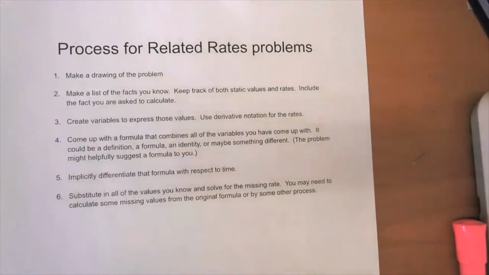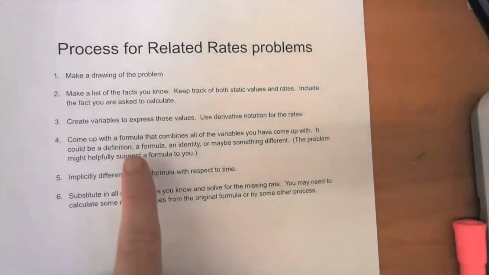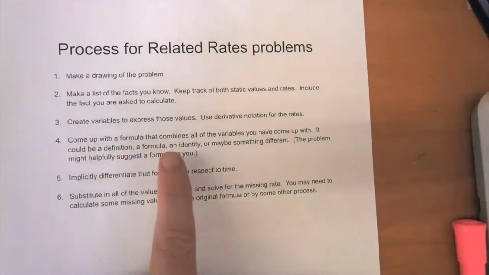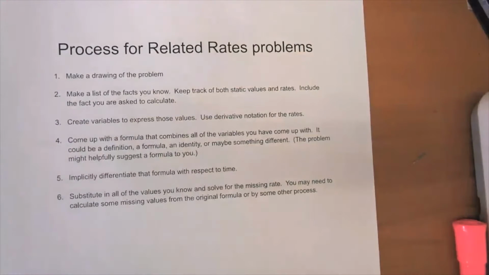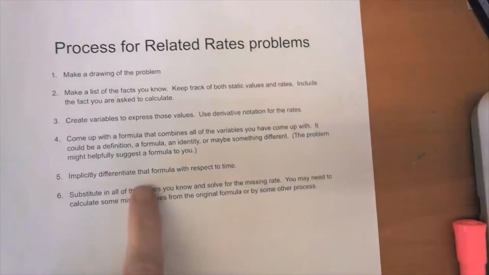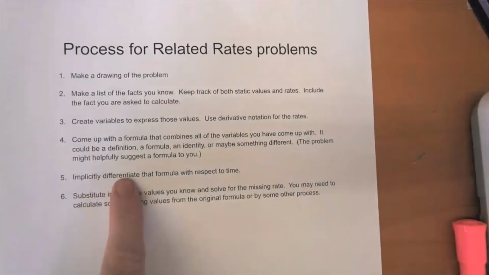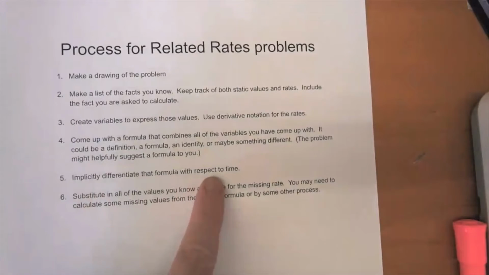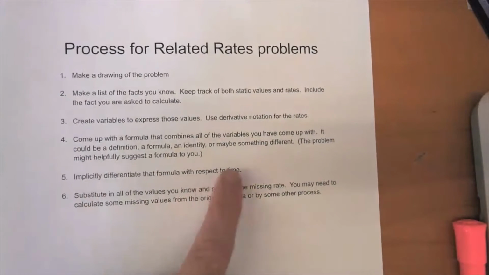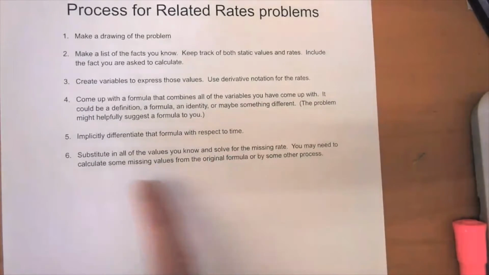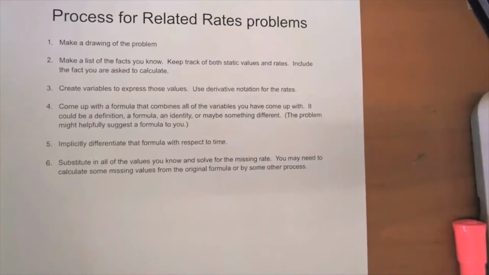And then step 4 is that we want to come up with some way of relating all of the variables we have. And it's going to be some definition of something, maybe a formula or an identity. There's just going to be some way of tying all of the facts together in a mathematical statement. Then we can use implicit differentiation to differentiate that formula with respect to time, because we're interested in time changing over the course of this story. And then we're going to substitute in all the missing values we know and solve for the missing piece.